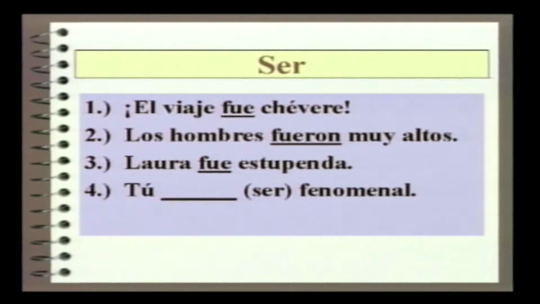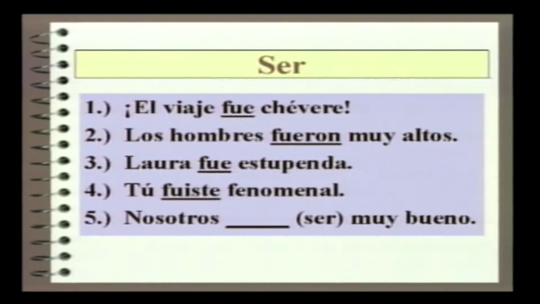Número 4, tú, the second person, singular, fuiste. Tú fuiste fenomenal. Y número 5, nosotros. See, the clues always help you. Nosotros is what? First person plural. Fuimos. Muy bueno. We were very good.